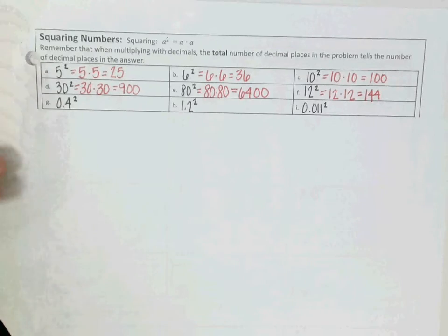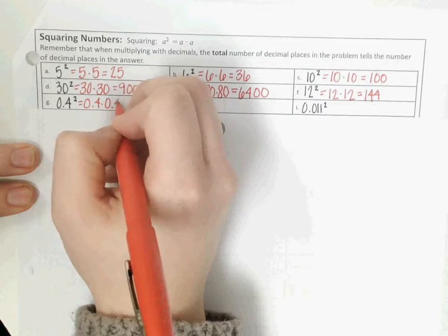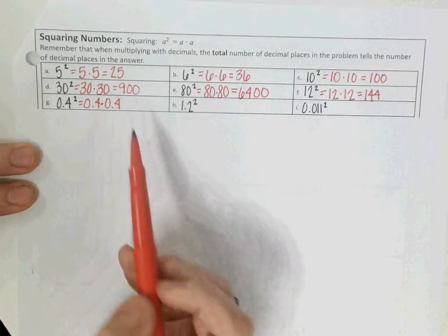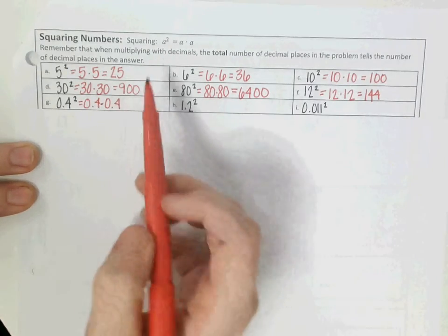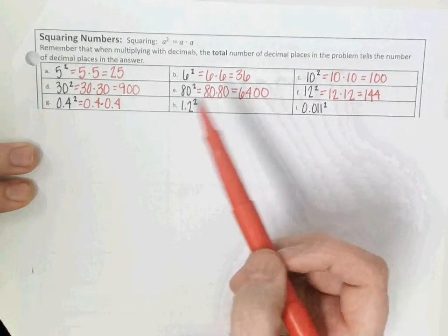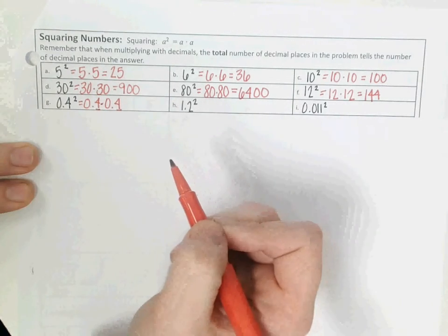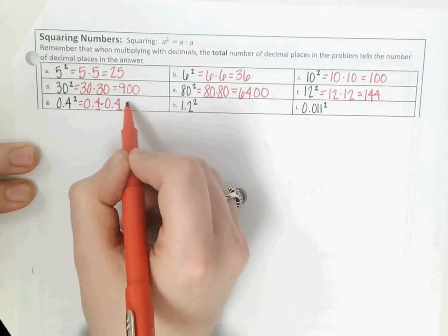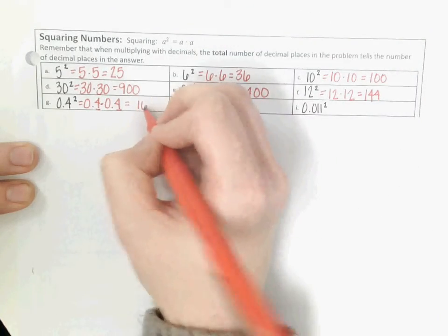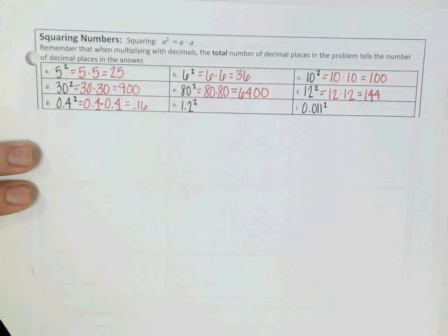Our next one is 0.4 squared. So again, quite a few would be like, I don't know how to do 0.4 times 0.4. Well, just like before with the zeros, we can actually just do 4 times 4 to get 16. And then our rule up here says, remember that when multiplying decimals, the total number of decimal places in the problem tells the number of decimal places in the answer. So in our problem, we have 1, 2 decimal places. So that means we're going to have 2 numbers after our decimal place in our answer. Since we know 4 times 4 is 16, and we have to have 2 numbers behind our decimal place, those are the 2 numbers behind our decimal place. This is going to be 0.16.